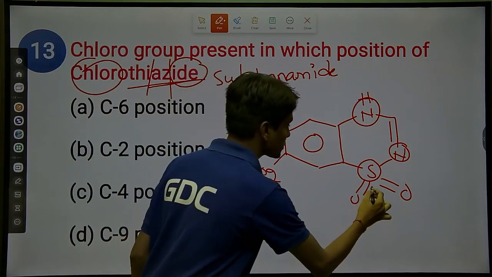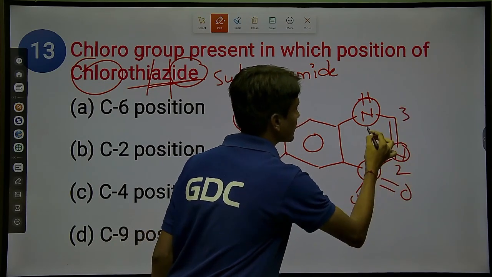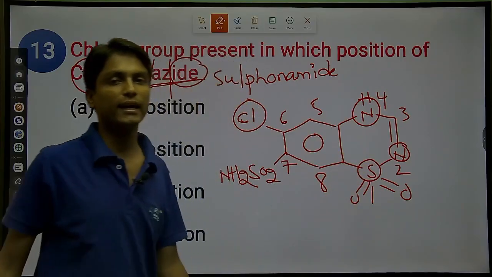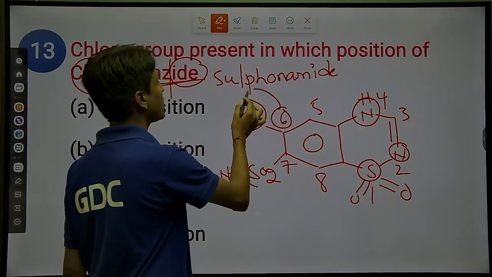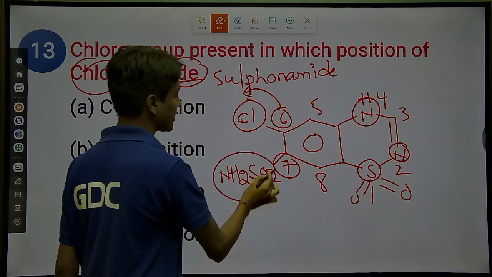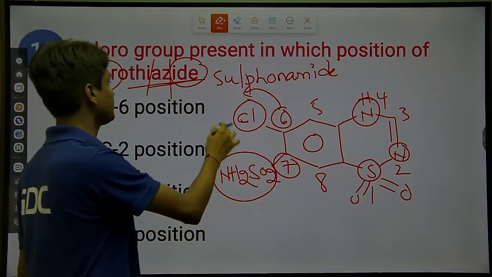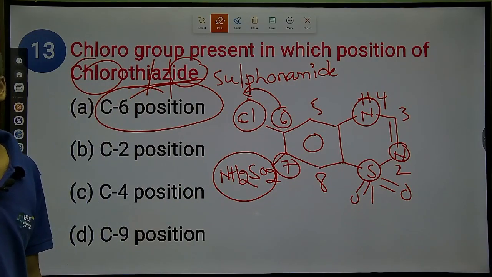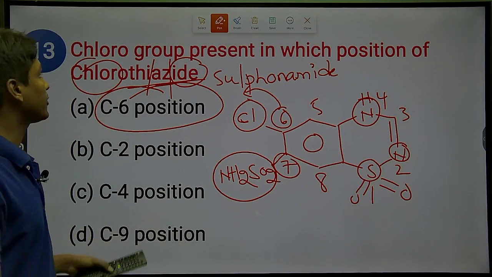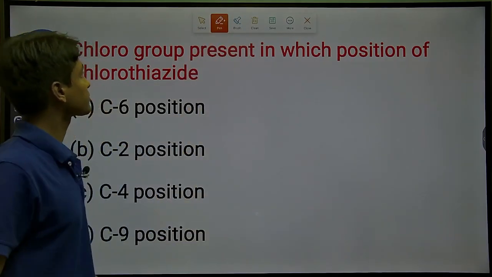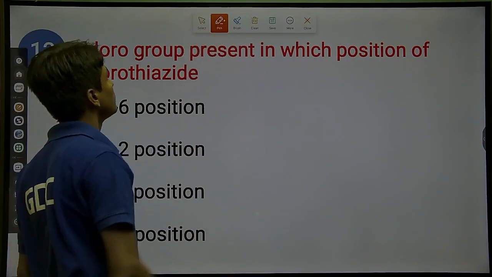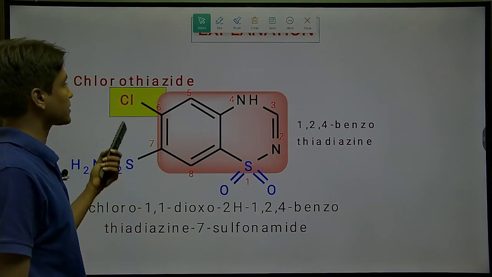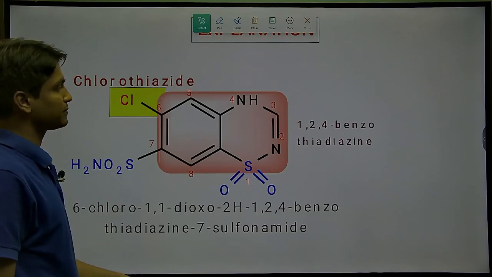The numbering starts with sulfur as 1, then 2, 3, 4, 5, 6, 7 and 8. The 6th position contains the chlorine group, and the 7th position contains the sulfonamide group. Hence the chloro group is located at the C6 position. So the answer is the C6 position. This is the structure and these are the characteristics.